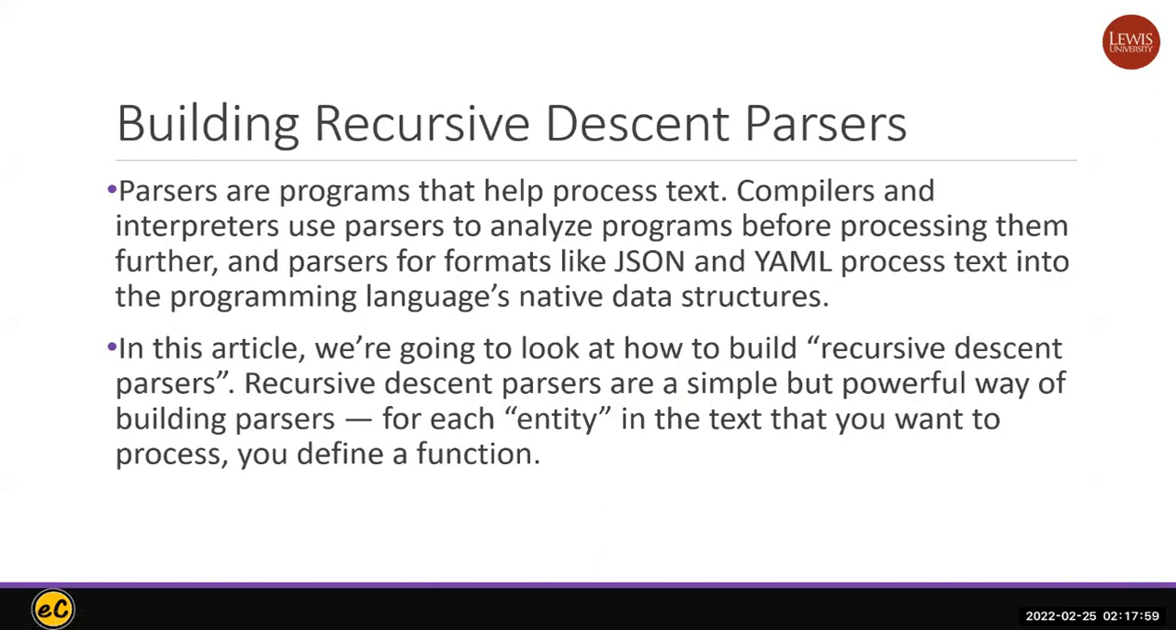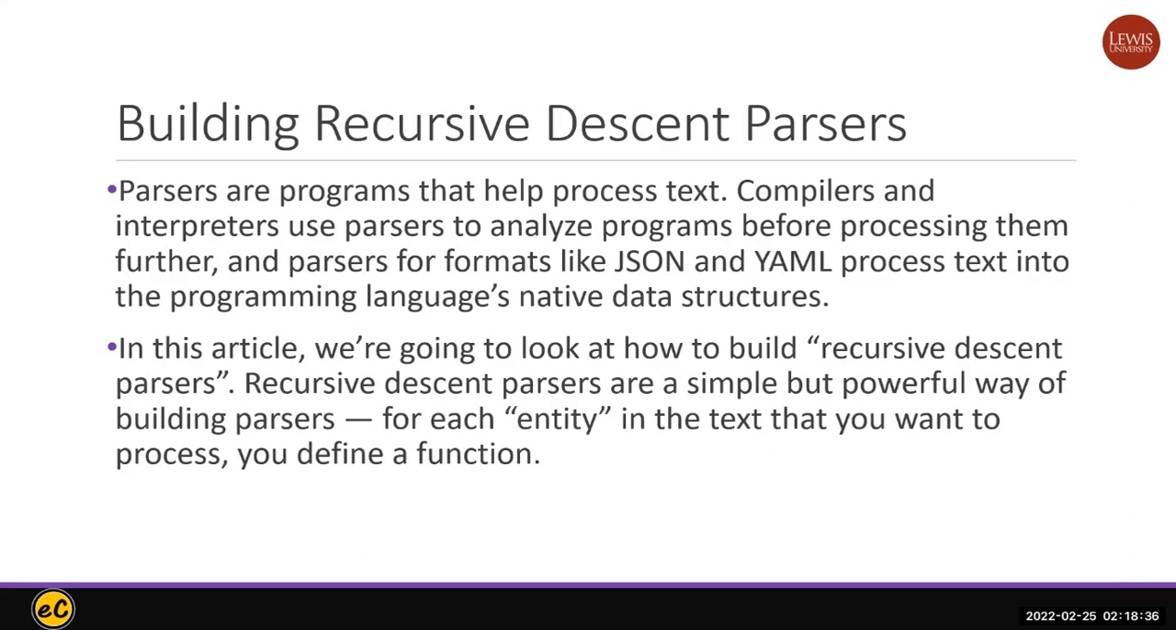Parsers are programs that help to process text. Compilers and interpreters use parsers to analyze programs before processing them further. And parsers for formats like JSON and YAML process text into programming languages' native data structures. In this article, we are going to look at how to build recursive descent parsers. Recursive descent parsers are a simple but powerful way of building parsers.